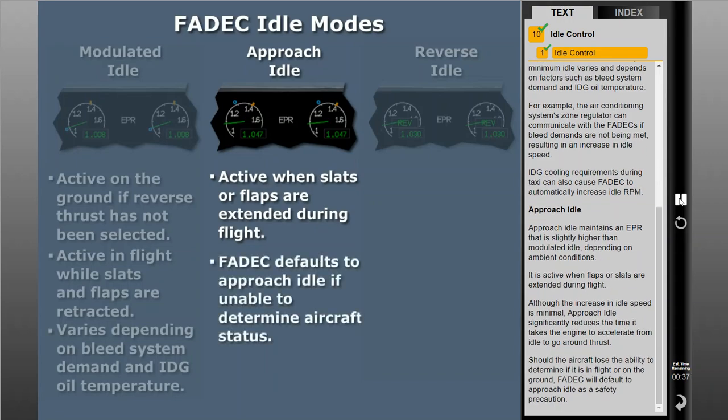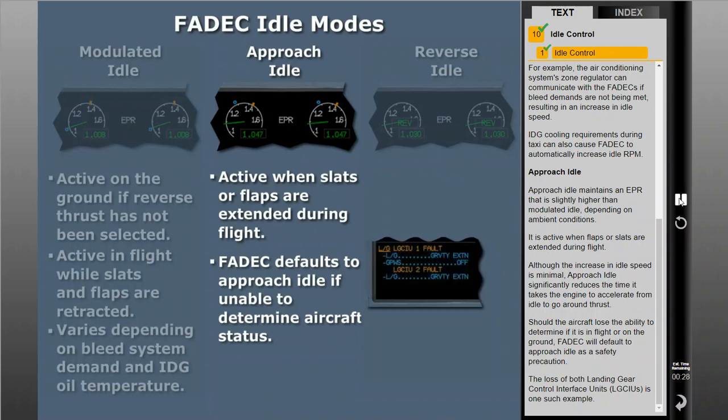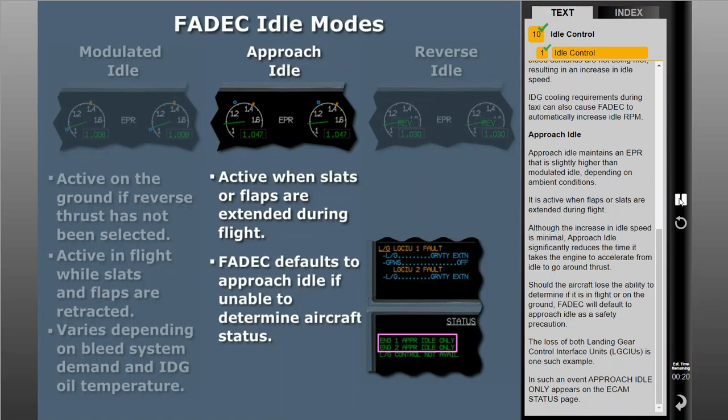Should the aircraft lose the ability to determine if it is in flight or on the ground, FADEC will default to approach idle as a safety precaution. The loss of both landing gear control interface units, LGCIUs, is one such example. In such an event, approach idle only appears on the ECAM status page.